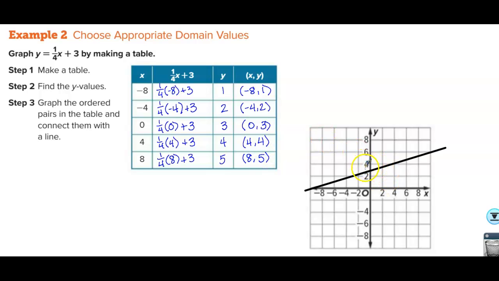Then you come over here and you graph the points. -8, 1 would be about here, and you'll notice I've already got this line here. And -4, 2 would be about here. I'm making the line work for me. 0, 3 would be like here. 4, 4 would be here. And 8, 5 would be roughly here. Okay, and so then you draw your line, or let the program draw the line, so it's straighter.